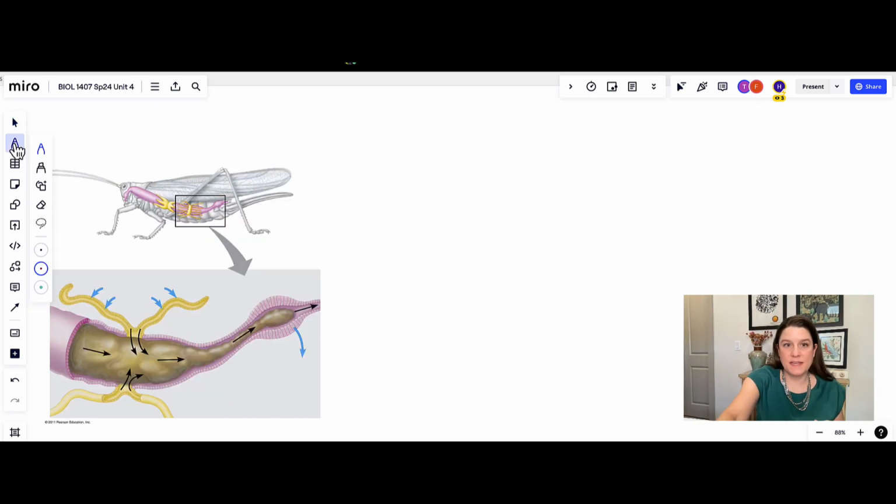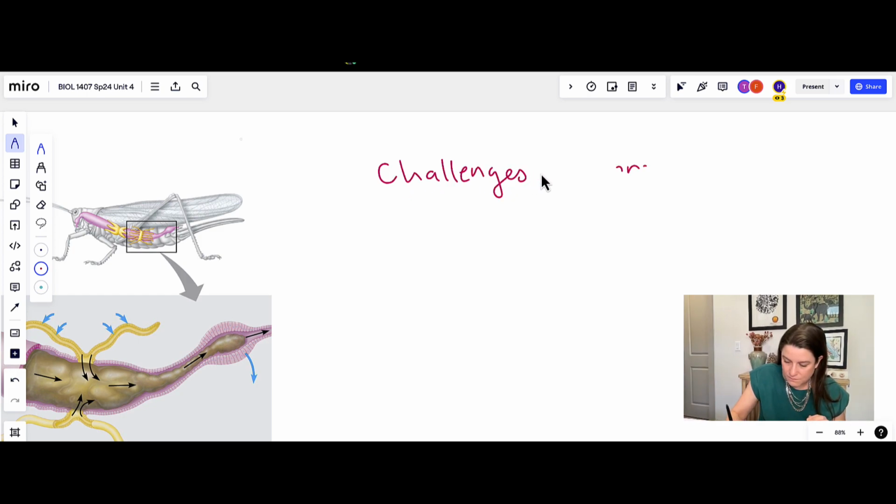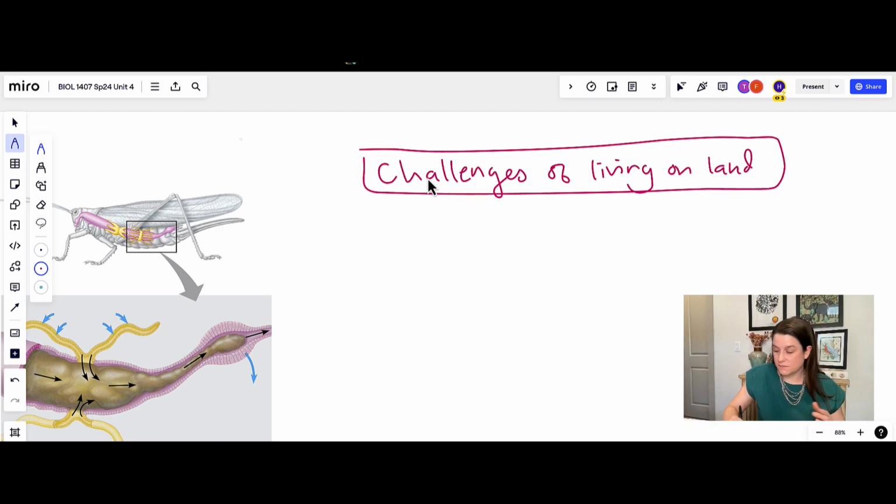Okay, so with the insects, they're going to be primarily on land. There's a few groups that live in water, but most insects are living on land here. So there's an essay about this: challenges of living on land.